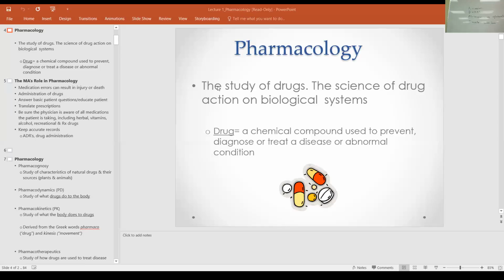Potentiation is when one drug actually enhances another. There are some good examples, but probably one of the most common is that a lot of people will take vitamin D and calcium supplements. Now, vitamin D actually potentiates the absorption.